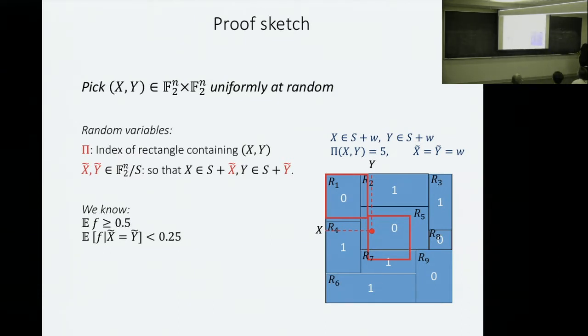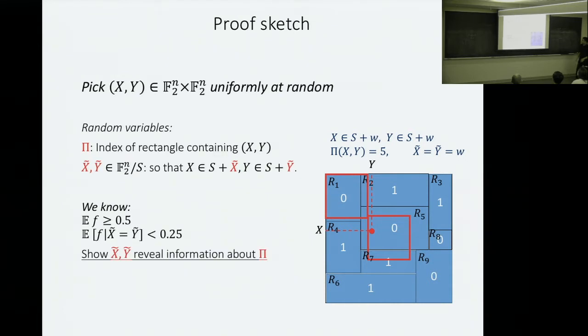So what do I want to argue is that this should tell me something. It should show that this joint random variable, x tilde, y tilde, gives me some information about this random variable pi. In other terms, the mutual information between x tilde and y tilde and pi is bounded from below.